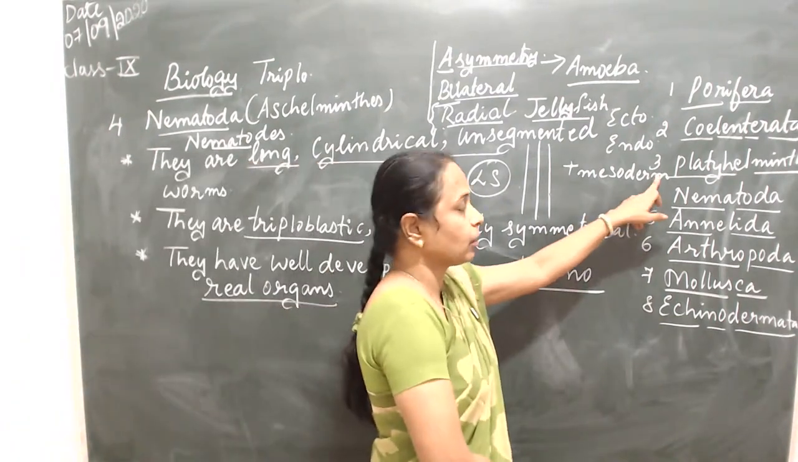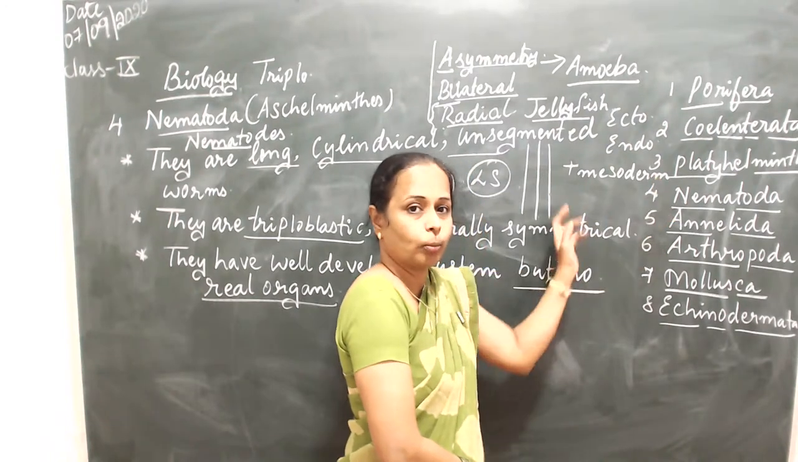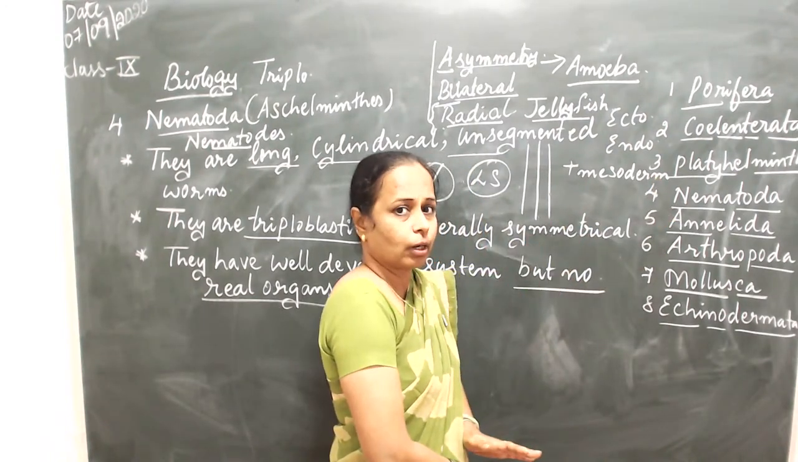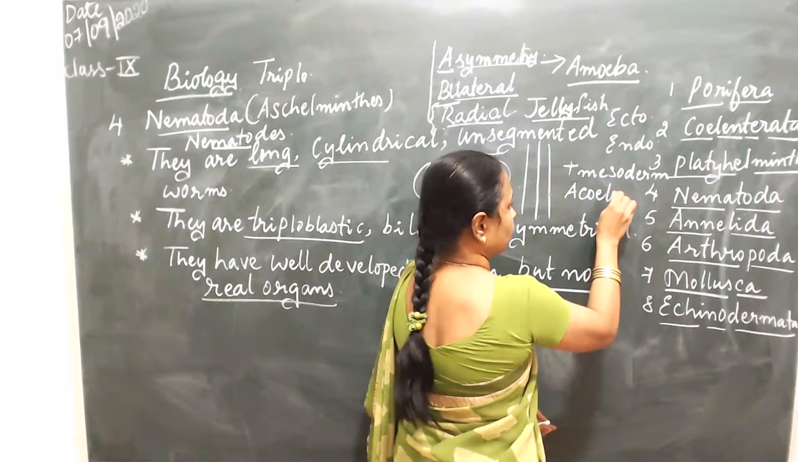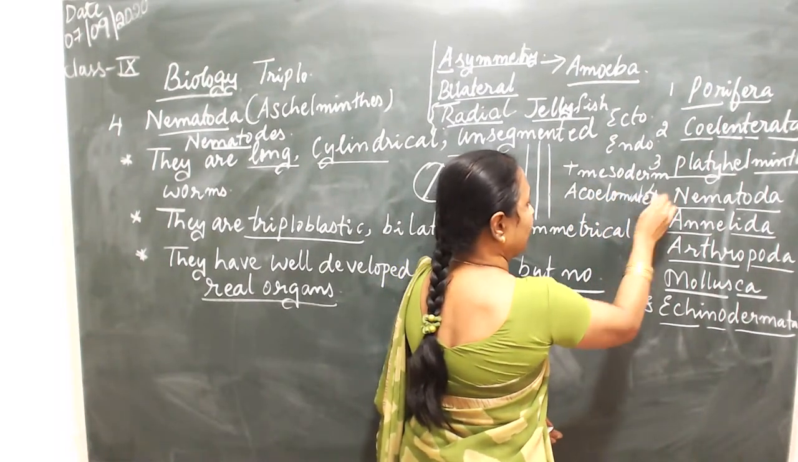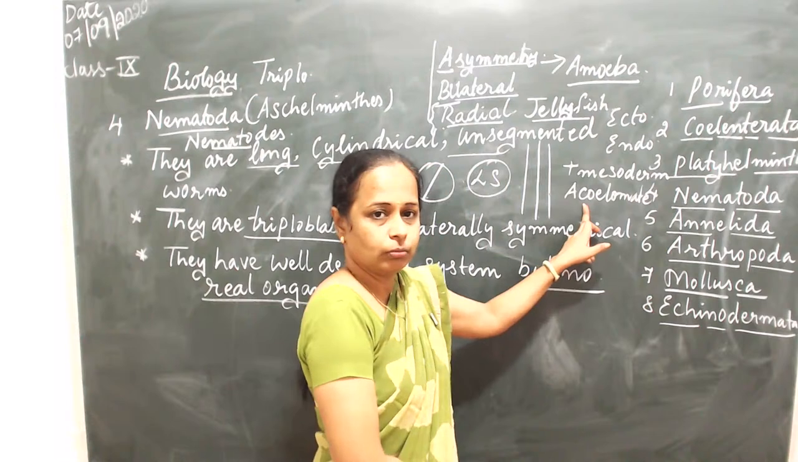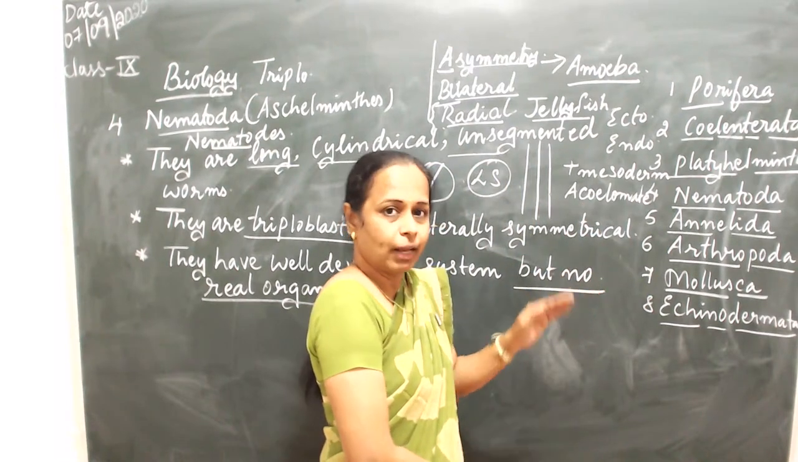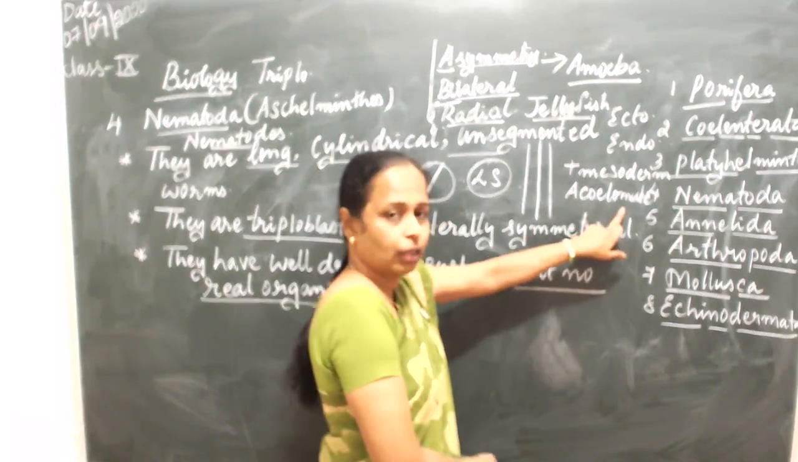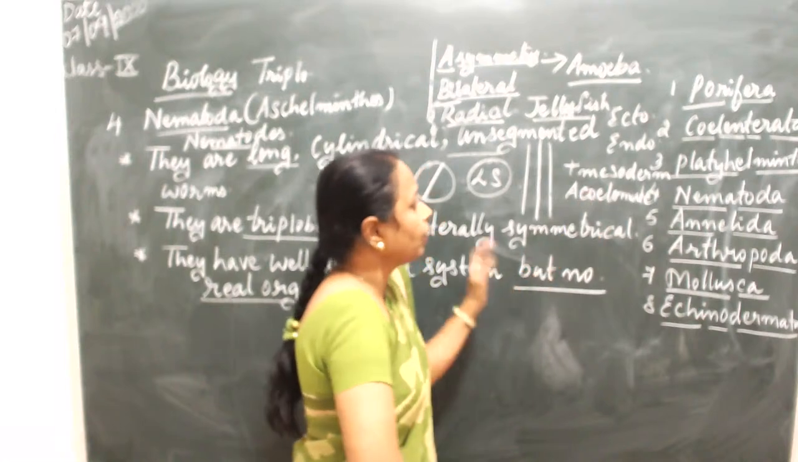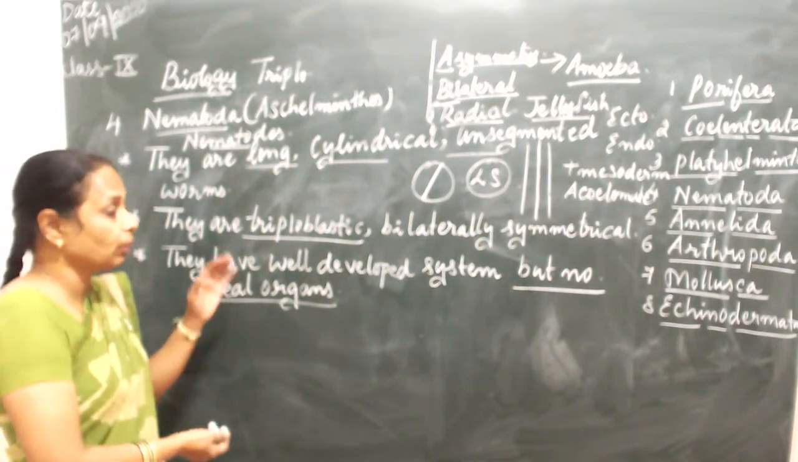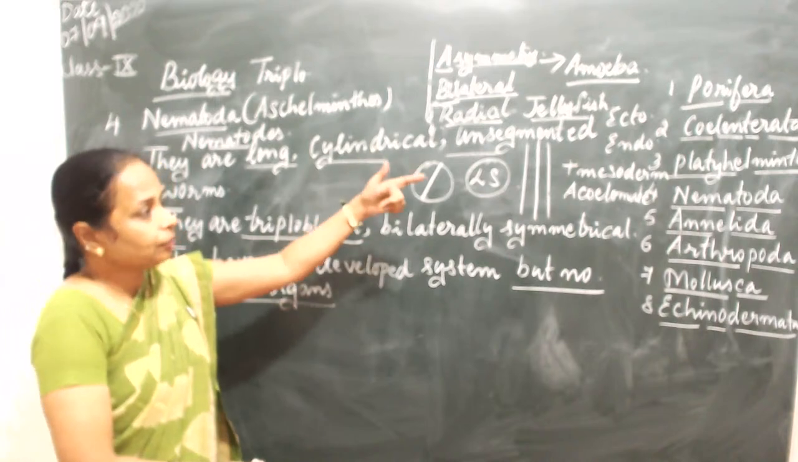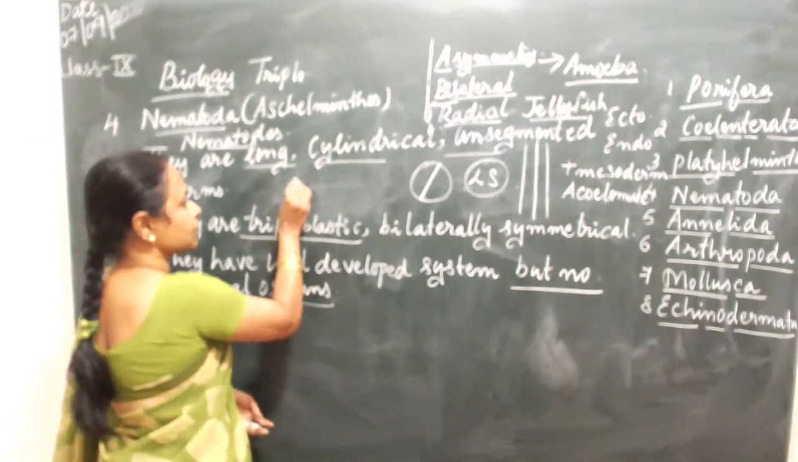When you take Platyhelminthes, they don't have a true body cavity, or no body cavity. Hence, they will be called acoelomate. Examples belonging to this phylum are acoelomate. That means no body cavity. When you come to Nematoda, they have a well-developed organ system. Means in phylum number 3, we saw organ system.